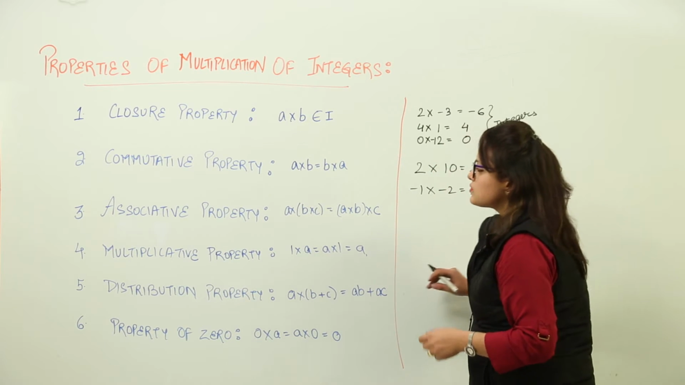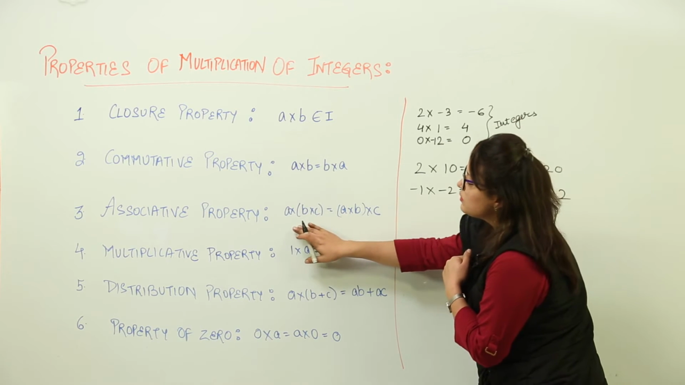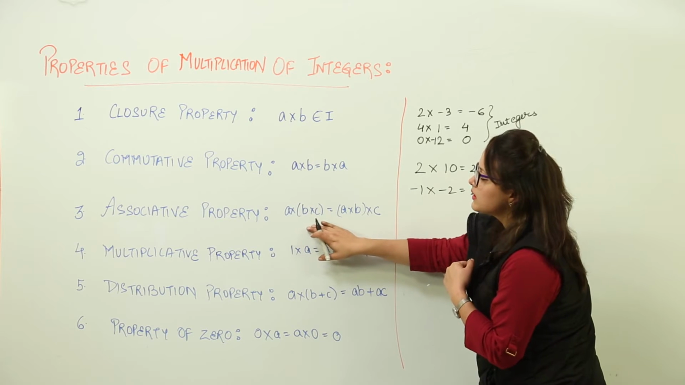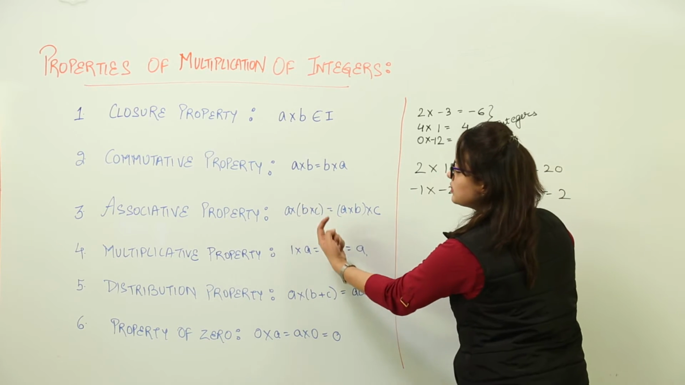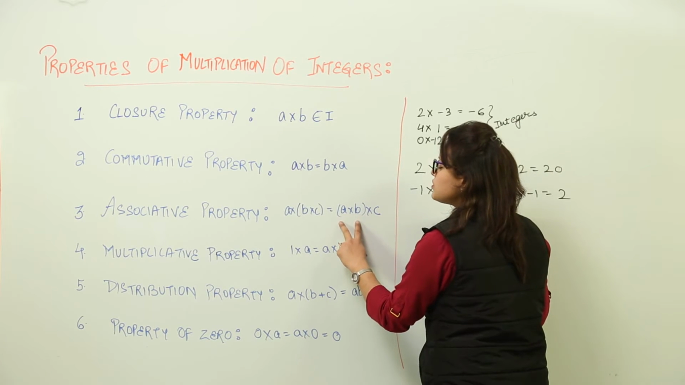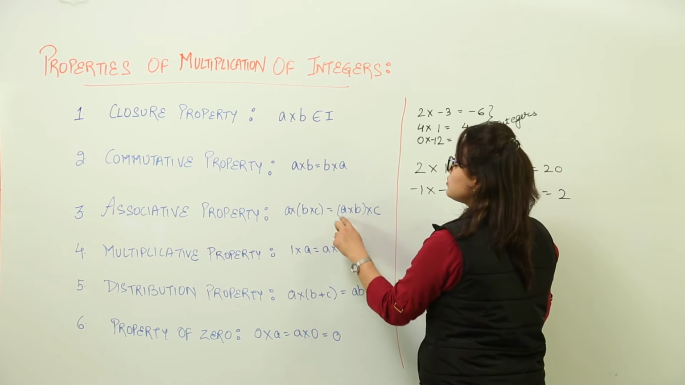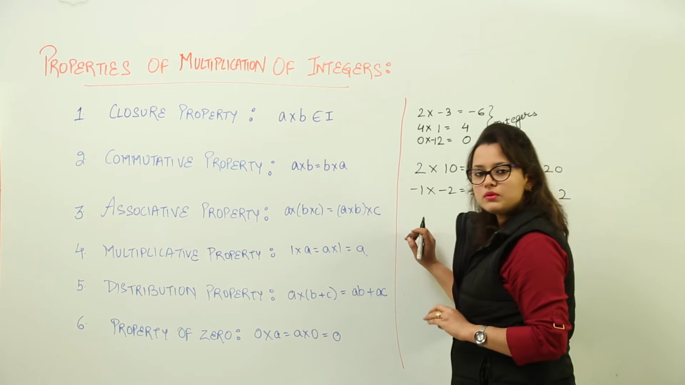The next is the associative one. The associative property tells us that while you multiply, you multiply the second and the third integer first, and then you multiply the first one with the product of the two. Or you multiply the first two integers and then multiply the product of the first two with the third integer. Your answer will be the same.